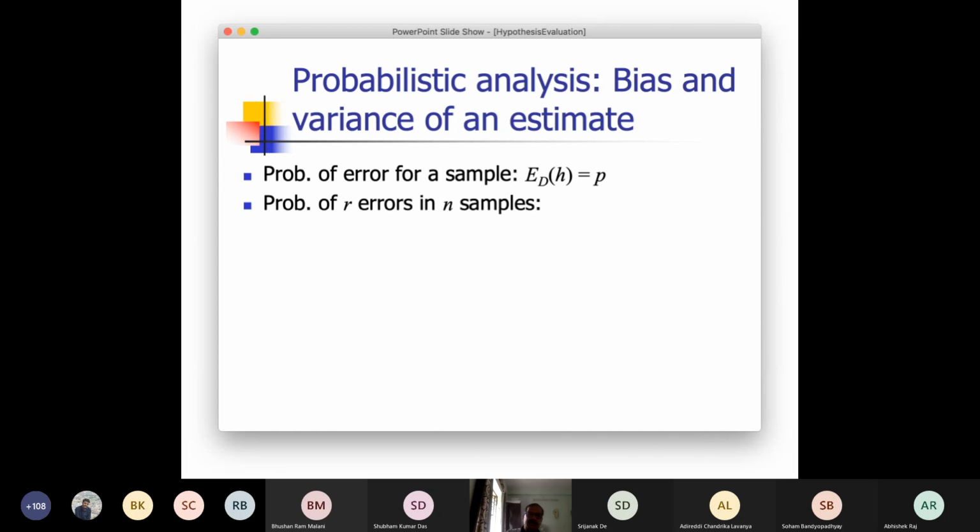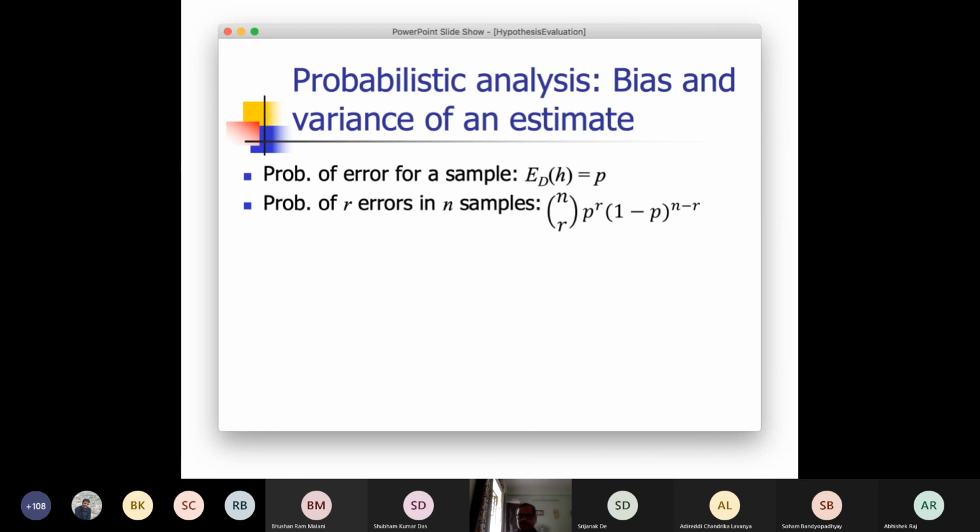That is the parameter. Now, the probability of r errors in n samples would be following this kind of distribution. Which distribution is it following? The binomial. It is following the binomial distribution. If you have n draws, and out of which r draws the event will occur, the event will occur r times.